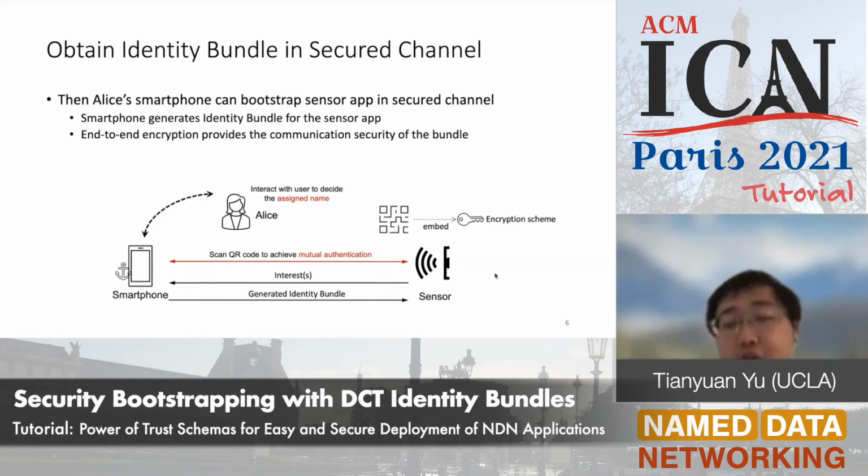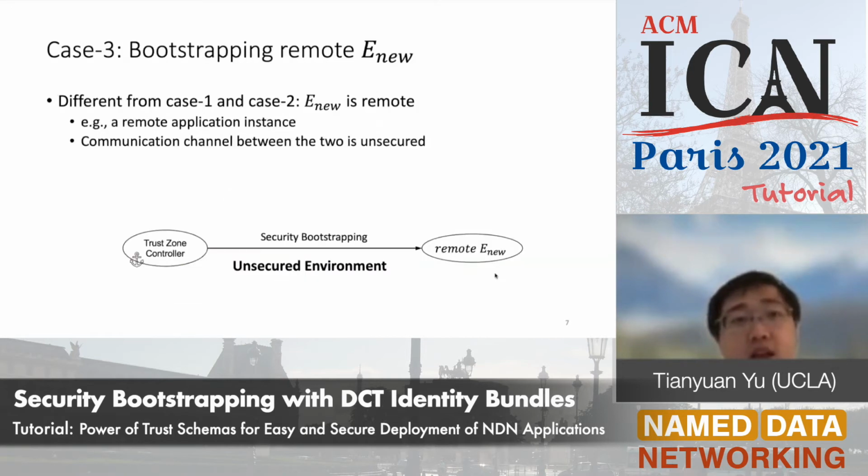But what about a more difficult one, where the entity is at the remote end, which can be a remote application instance, and the communication between the trust zone controller and the entity is unsecured? In this environment, we need to think about how we can securely deliver the identity bundle to the right party, especially how we do the mutual authentication first.